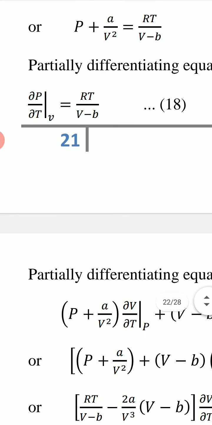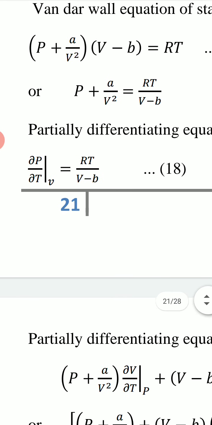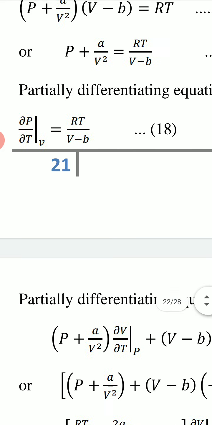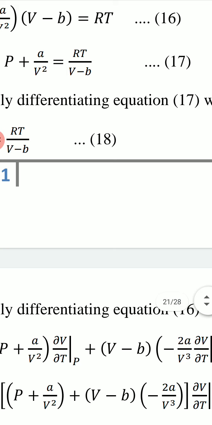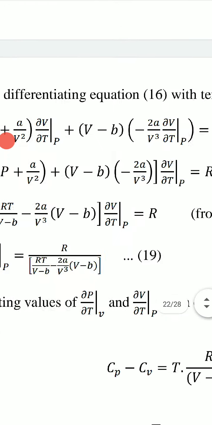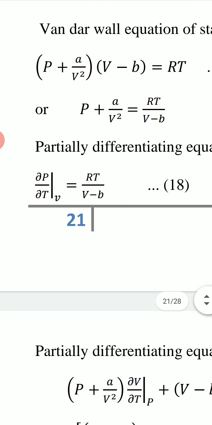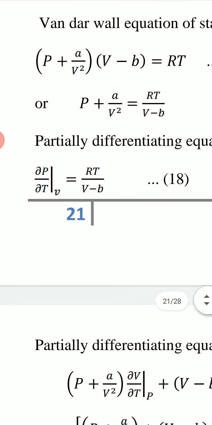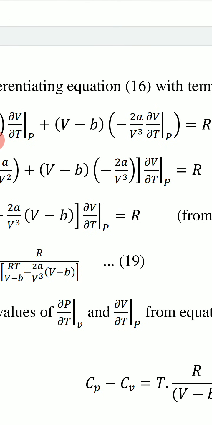So we have the first function P plus a upon V squared. Differentiation of the second will give ∂V/∂T at constant P, plus the second function V minus b, and differentiation of the first, that is P plus a upon V squared, and differentiation of this will give minus 2a upon V cubed ∂V/∂T at constant P.